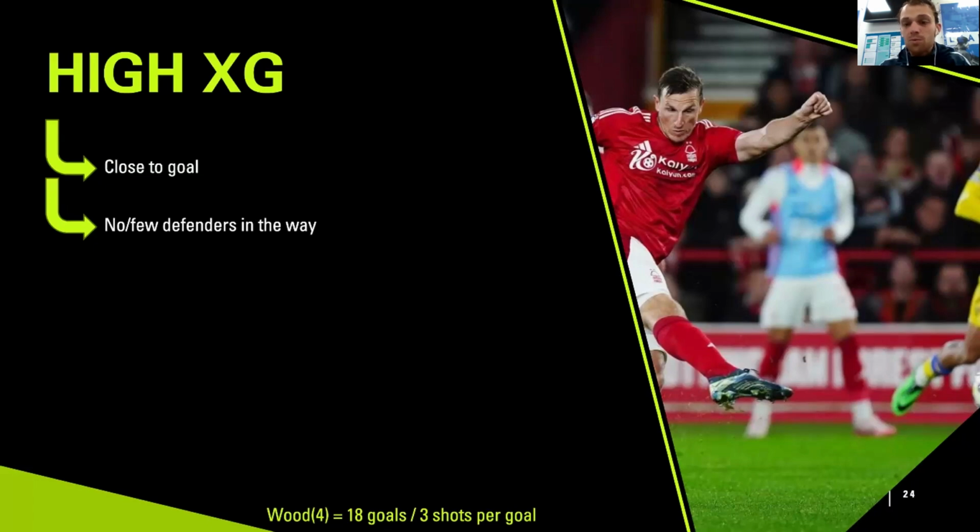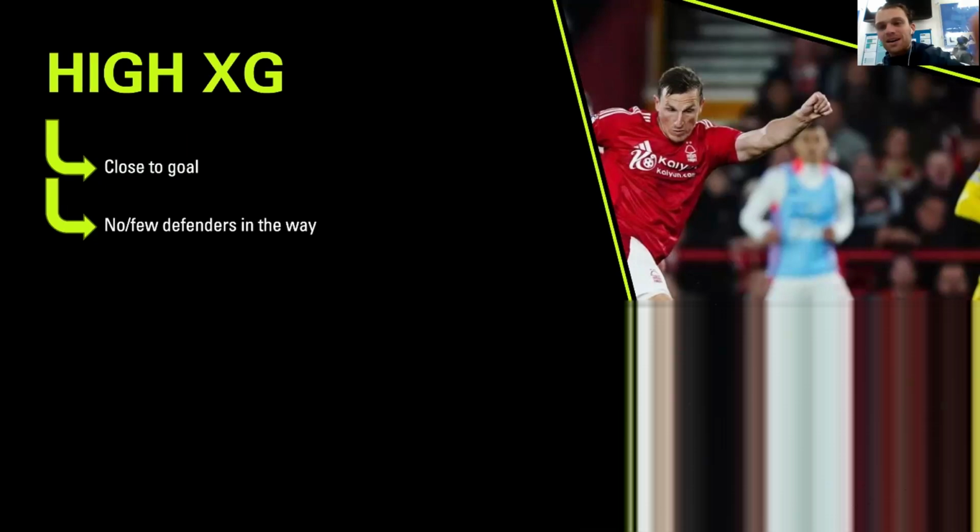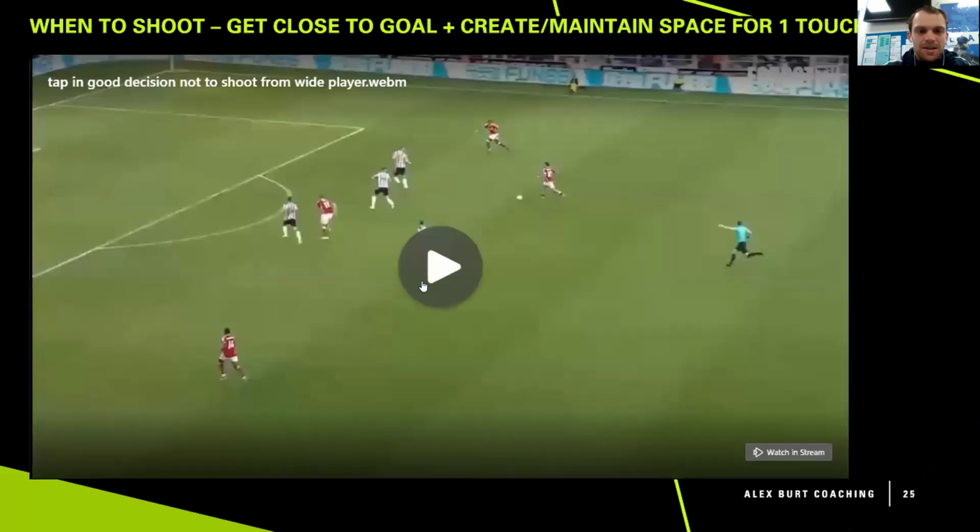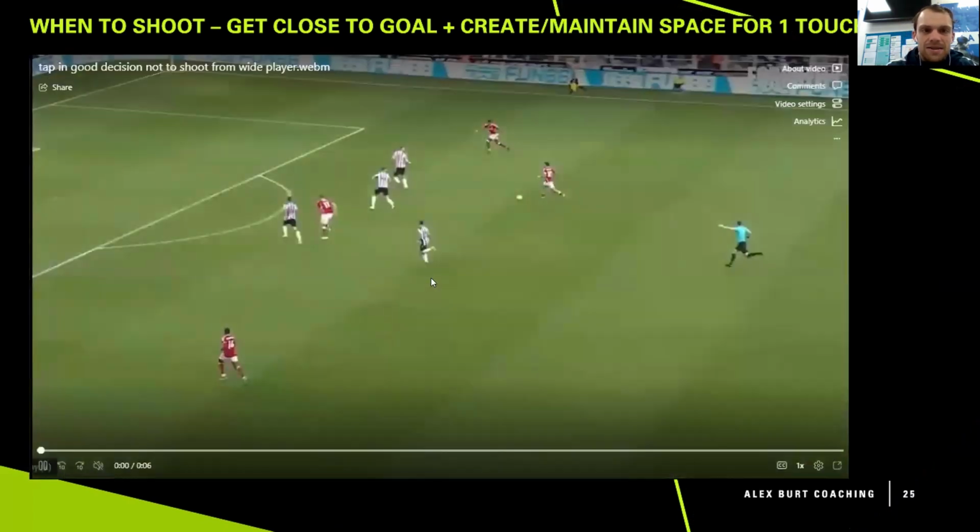And we're going to do a deep dive on Wood here. An impressive record over the last 2 years. Really prolific scorer because he takes into consideration the chance of success before he shoots, and he also gets himself into really good goal scoring positions. So let's take a look at an example here.